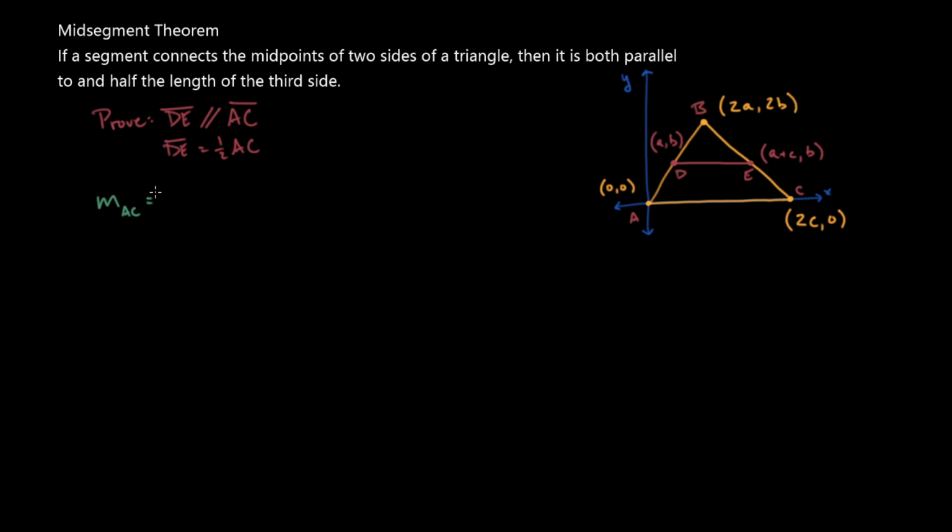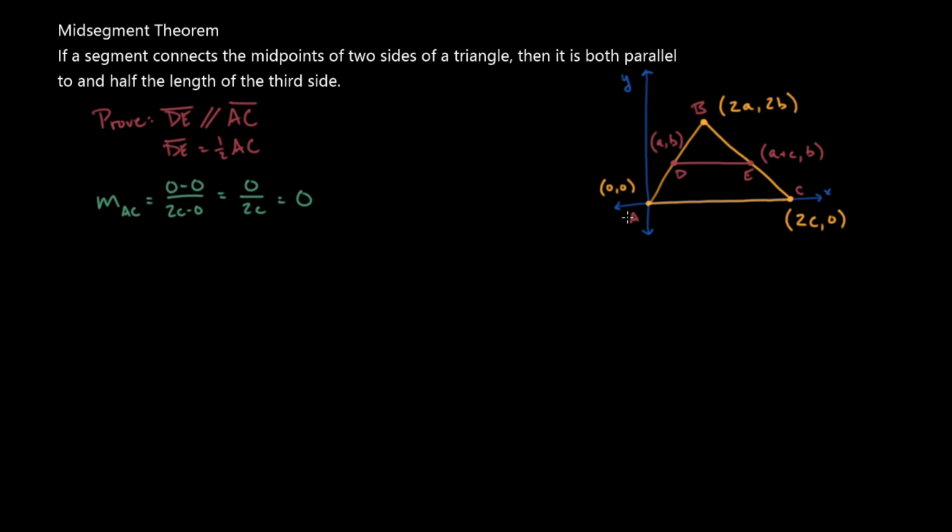The slope of it will be, okay, so my change in Y, which is 0 minus 0, over my change in X, which is 2C minus 0. And so what that simplifies to is just 0 over 2C, which is 0. And that makes sense because we picked this to be a horizontal line. Of course, it could have been any, but so the slope comes out to be 0.